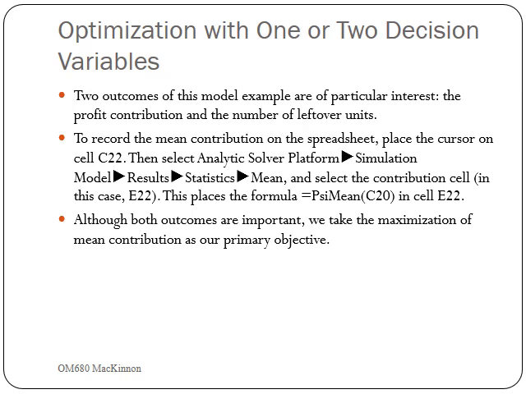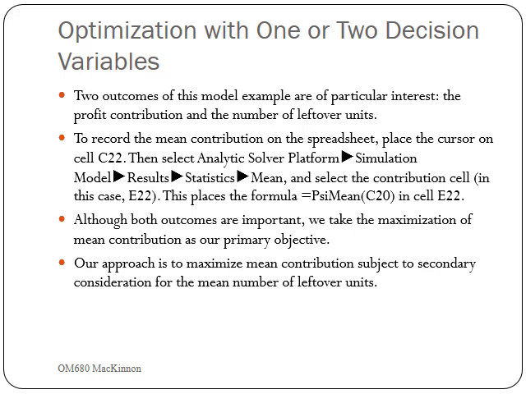But when we do our optimization, it is the maximization of profit, or the mean contribution of our profit, that is going to be our primary objective. All right, and so we want to maximize the contribution subject to a secondary consideration for the mean number of leftover units. So we are concerned about leftover units also, because that represents money that we have spent that we can recover a little bit of, but we obviously want to minimize the number of units that we have.